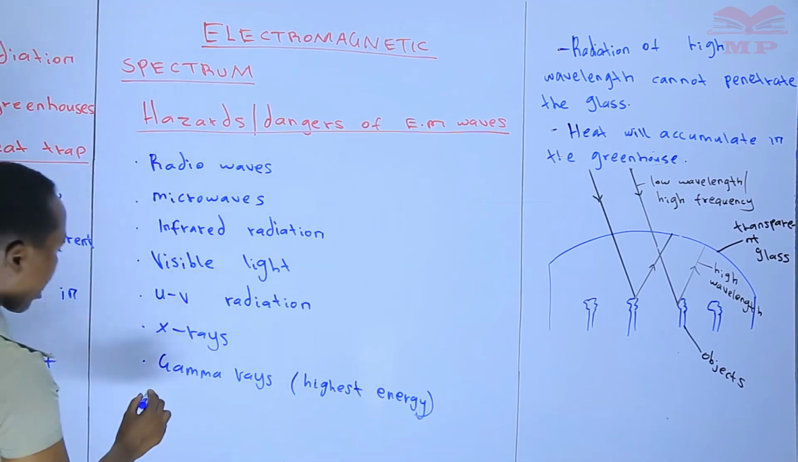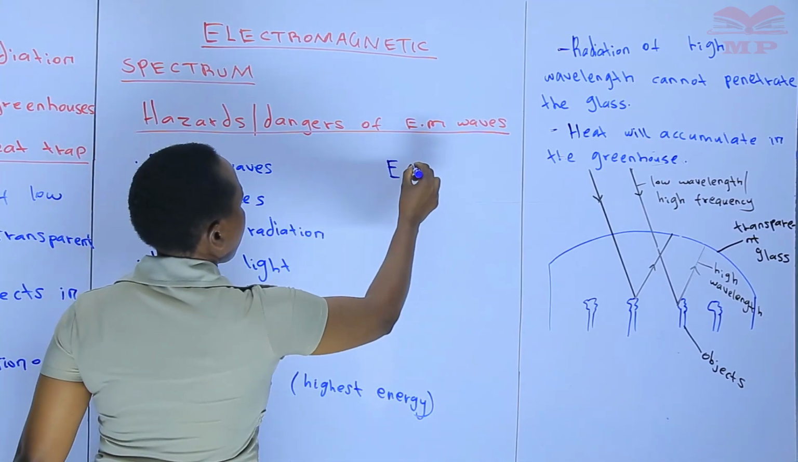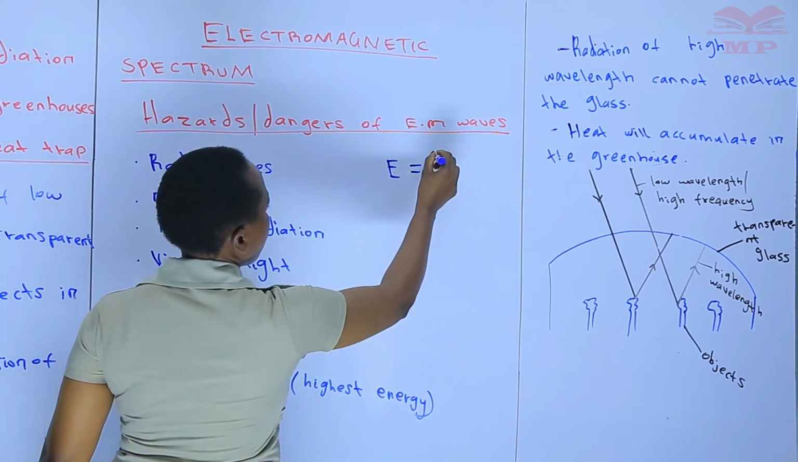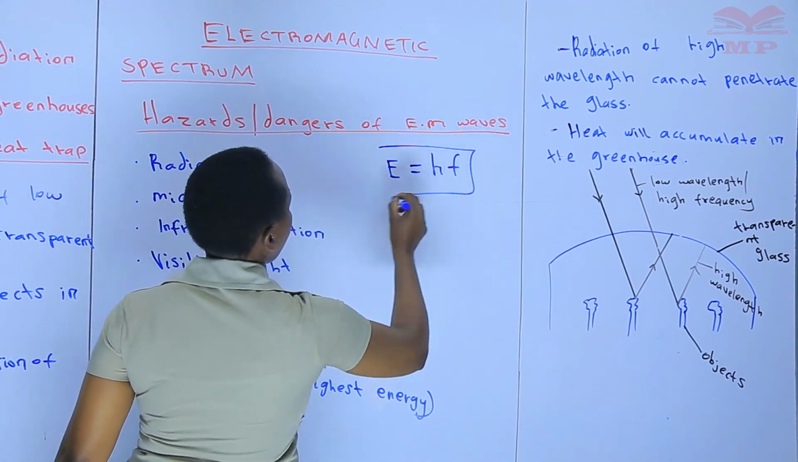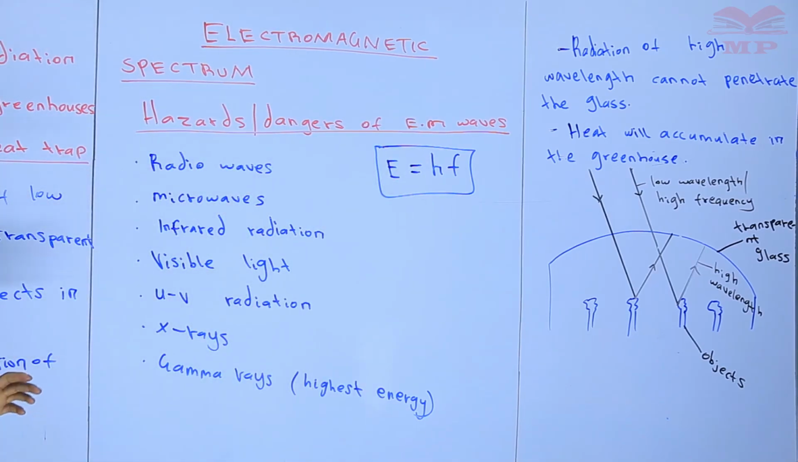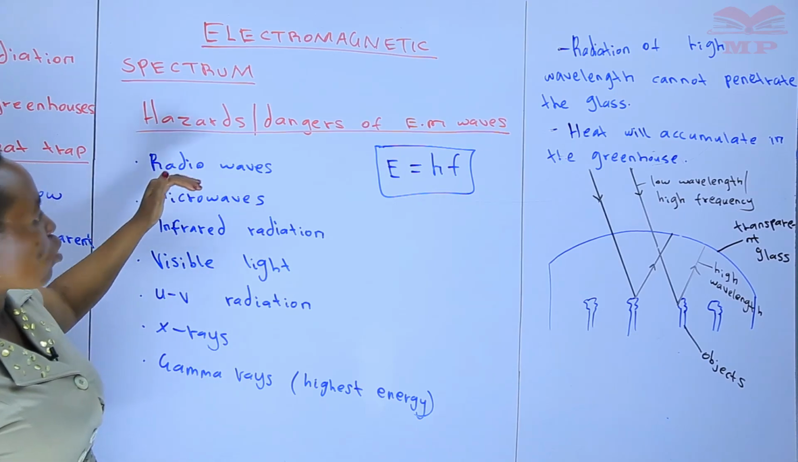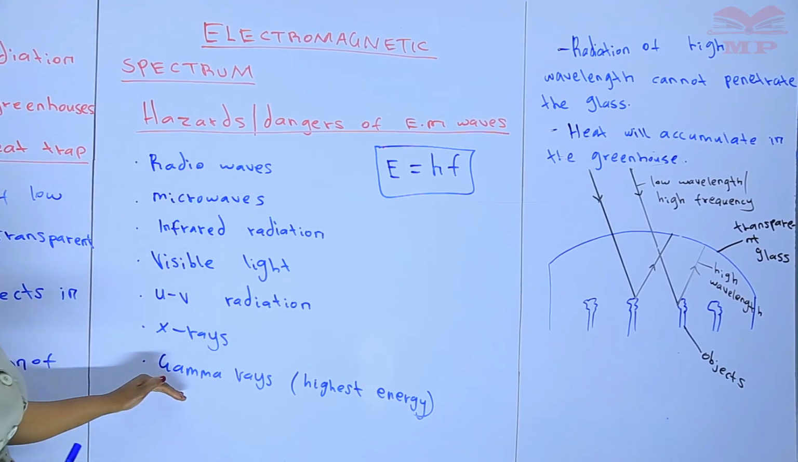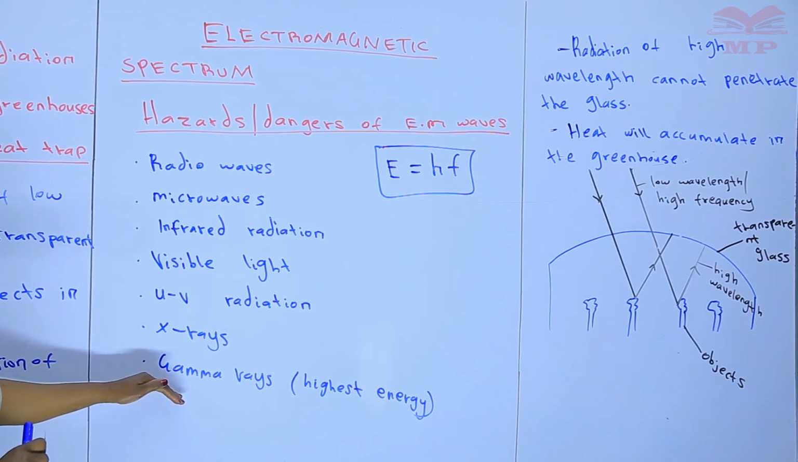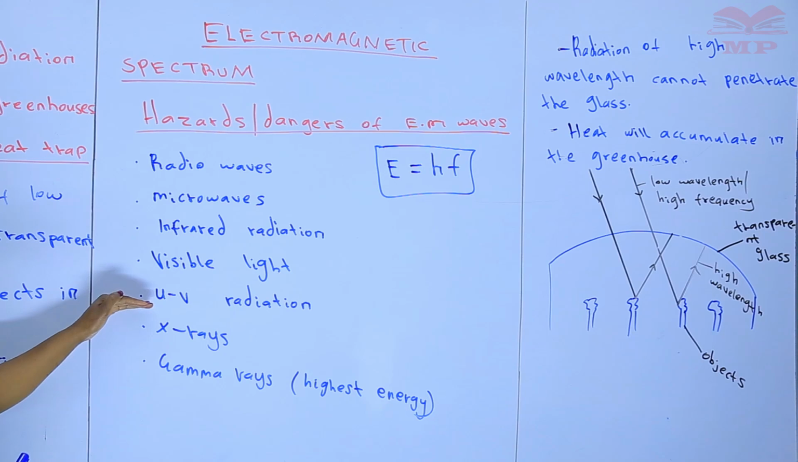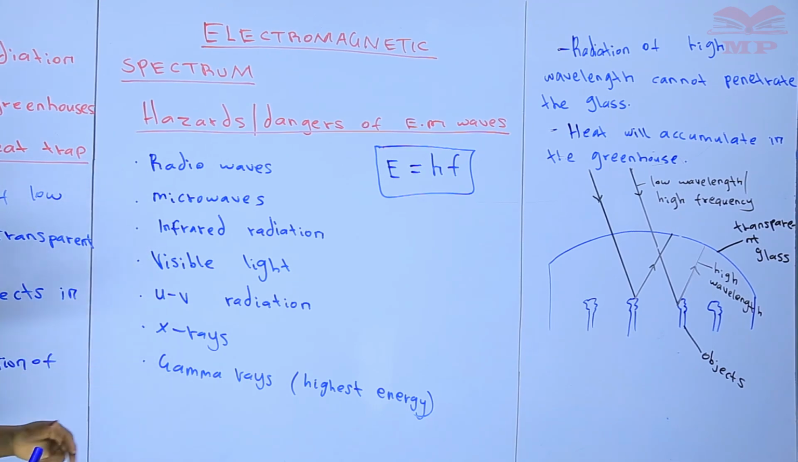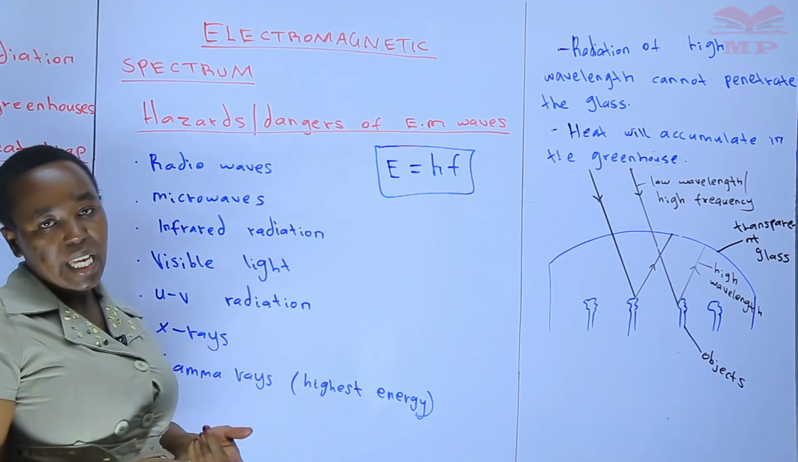Because we think that energy is simply directly proportional to the frequency, so E equals hf, where h is the Planck's constant. Now, when we have these electromagnetic waves, some of them are very dangerous, and long exposure to these electromagnetic waves, especially the ones that have very high energy content, that is the gamma rays, the X-rays, the UV radiation, can lead to the destruction of the cells.